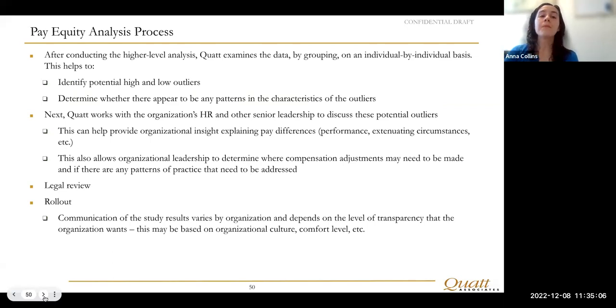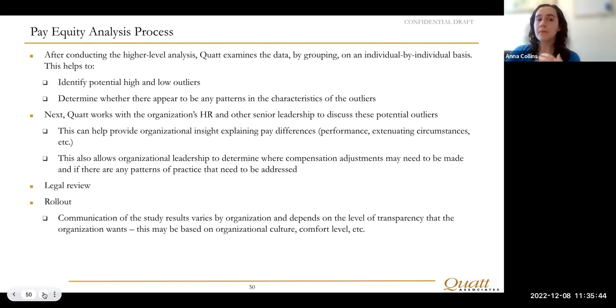So that's the high level piece. Next, we'll drill down into individual by individual data. This helps us to identify high and low potential outliers and to determine if there are any patterns in those outliers. If all of the high outliers belong in one group or another that the client organization has identified that they want to look at, this is telling of potential systemic inequities at the organization. Then we'll work with organizational leadership, and usually that's somebody in HR. Sometimes we'll bring in someone from finance, someone from legal. And we'll discuss those potential outliers.